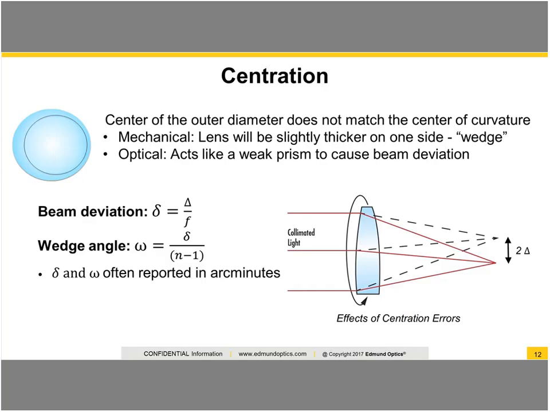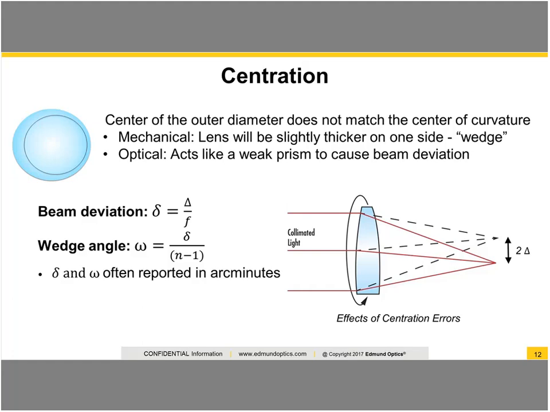So what is centration? Well, if you were to measure the outer diameter of a lens and find the center of that curvature, and then measure the surface of the lens and find the center of that curvature, if those two centers aren't in the same place, then there's decentration of the lens. Mechanically, what that will mean is that there's a slight wedge in the lens, or it will be slightly thicker on one side than the other. Optically, that wedge acts like a weak prism inside the lens and causes beam deviation.